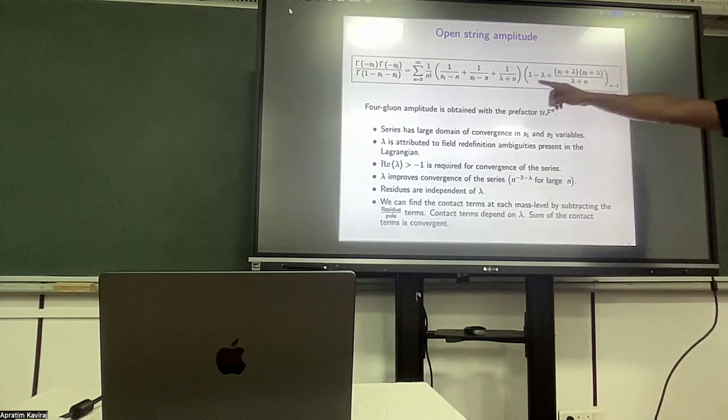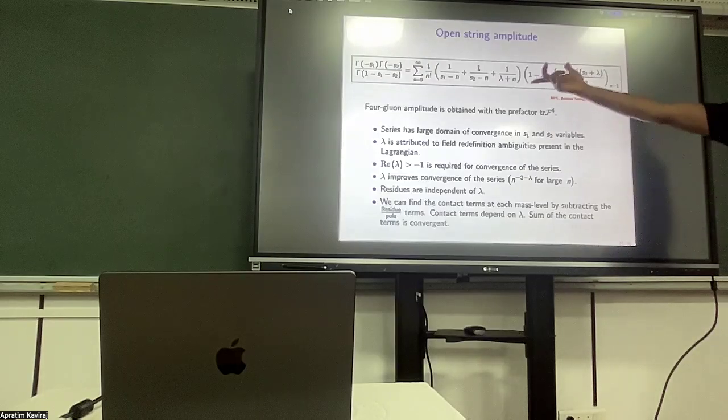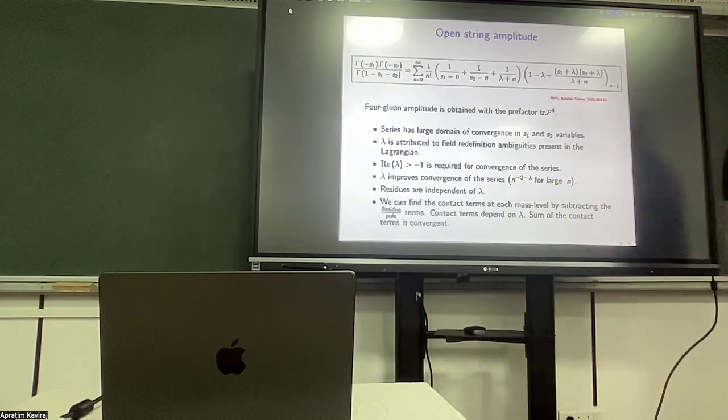An asymptotic analysis reveals that for large values of n, the summand goes as n to the power -2 minus lambda. So therefore, having a large value of lambda improves the convergence of the series. But again, lambda cannot be too large if we are truncating. So it has to be adjusted appropriately.